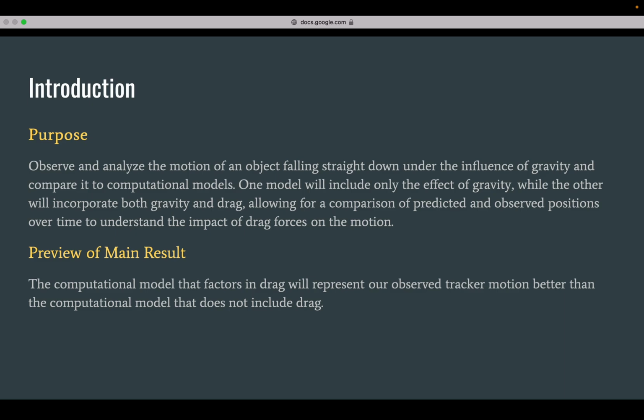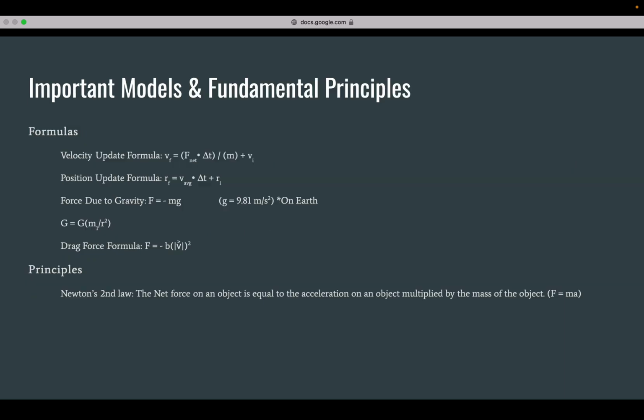We will then create 3 models, 1 being experimental and 2 being computational. One of the computational models will include only the effect of gravity, while the other will account for both gravity and drag. We will then compare all of these models to help explain terminal velocity and the impact of drag forces on motion. Throughout this experiment, you will see how we determine that drag force is necessary when observing and comparing real-life experiments. Before the experiment, I will go over some important and relevant concepts.